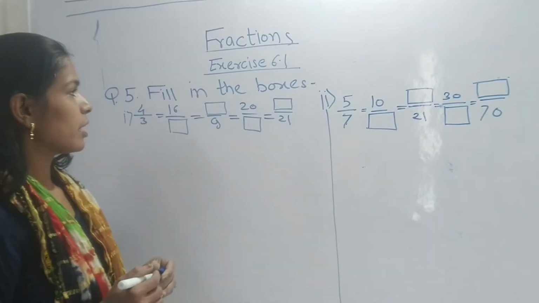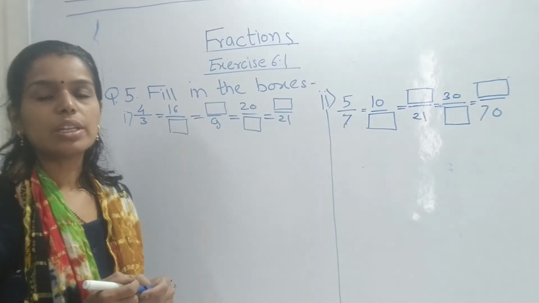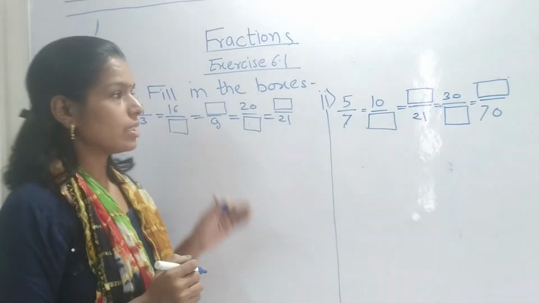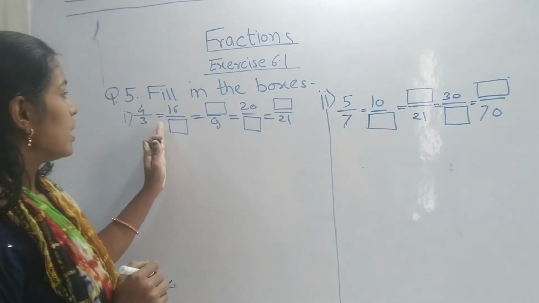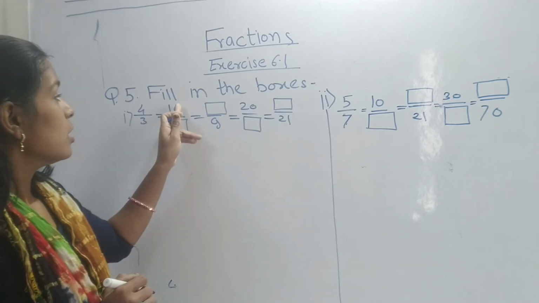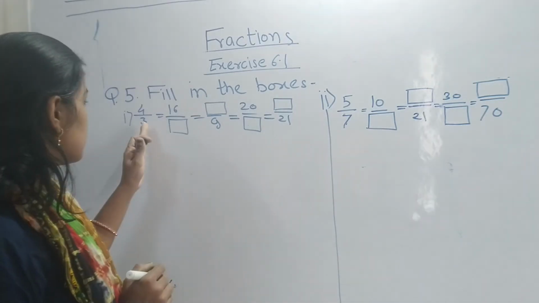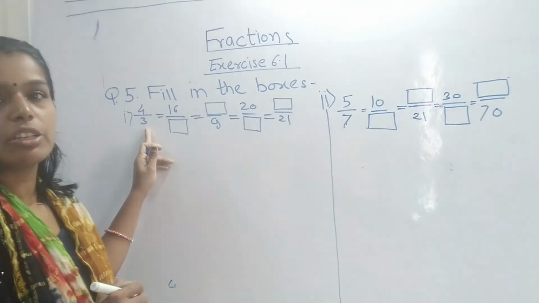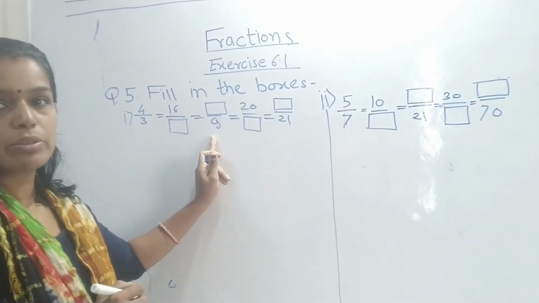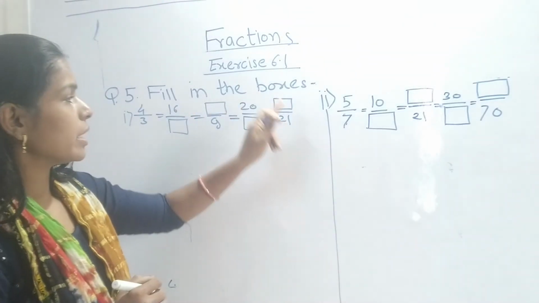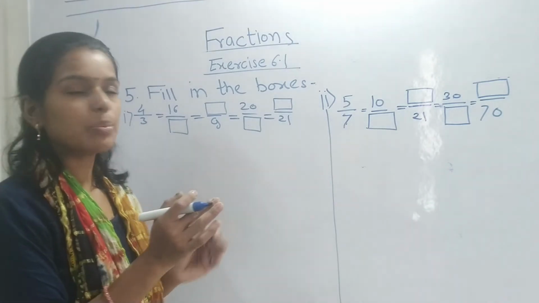Students, this is your question number 5. Here you have to fill in the blanks, meaning these boxes you have to fill. These are nothing but equivalent fractions. Here we have to find the equivalent fraction of 4 by 3 whose numerator should be equal to 16, or denominator should be equal to 9, numerator should be equal to 20, or denominator should be equal to 21. So we just have to solve it like the previous question.